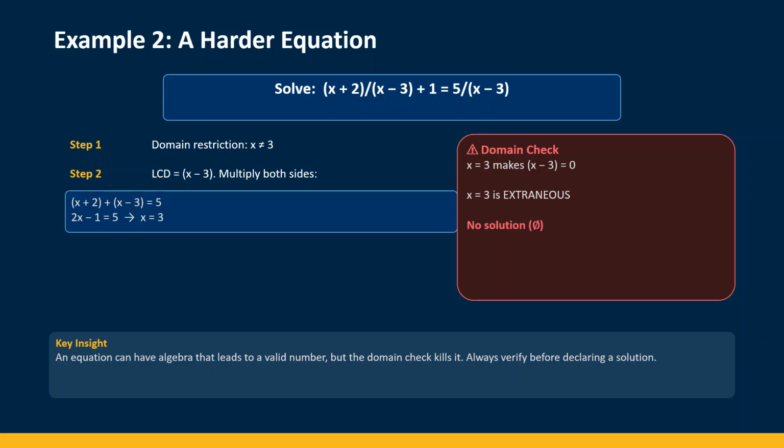Step 3 is the domain check. We found x equals 3, but x equals 3 makes the denominator x minus 3 equal to 0. That means x equals 3 is extraneous. It must be rejected. The equation has no solution. The key insight here is that valid algebra can lead to a number that the domain forbids. Always verify your candidate before declaring it a solution.